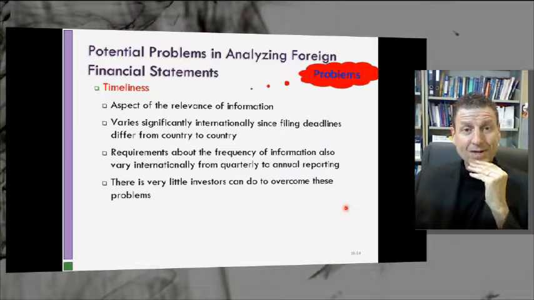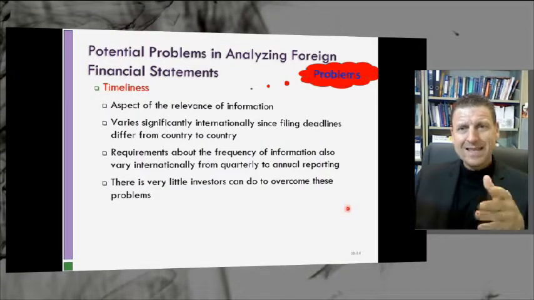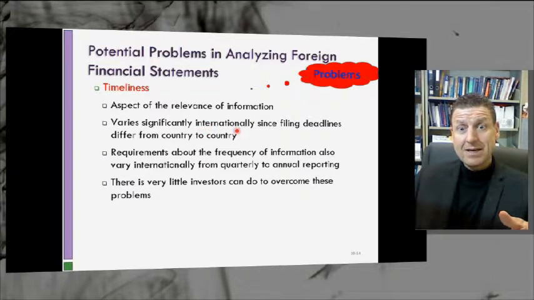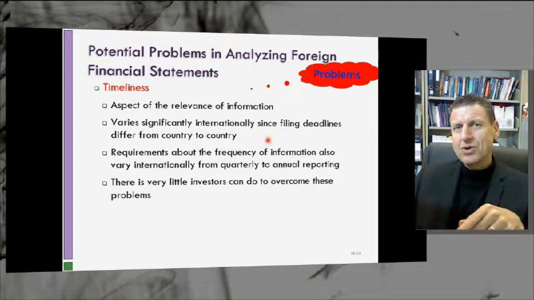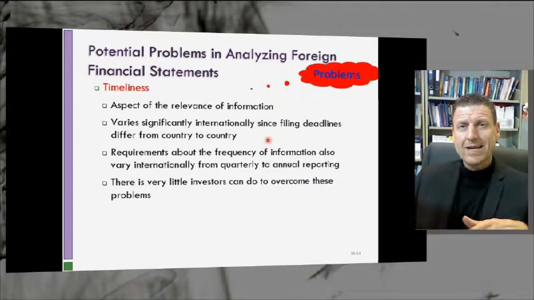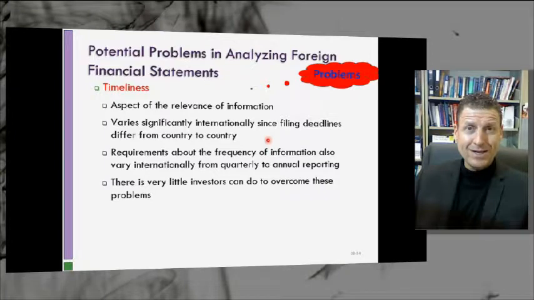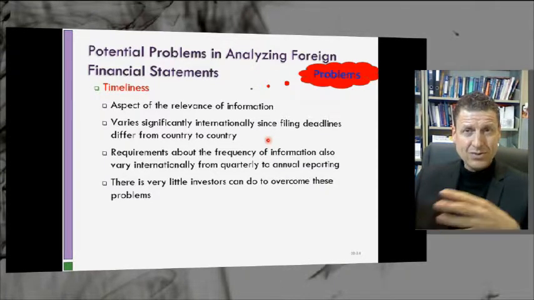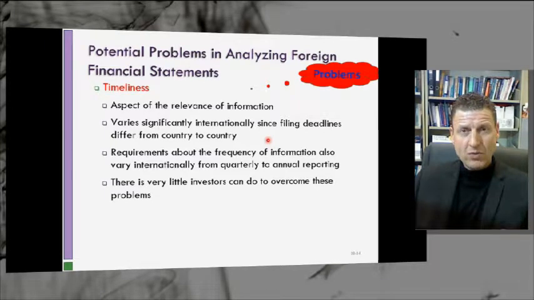Okay, what about another one? Timeliness. That's another problem in analyzing foreign financial statements. The aspect of the relevance of information varies significantly internationally since filing deadlines differ from country to country. So in the US, there's sort of a calendar year approach to filing, whereas in Australia, the financial year ends at June 30 each year. And in Hong Kong, it ends at, I think, March 30. So there are different filing dates around the world.